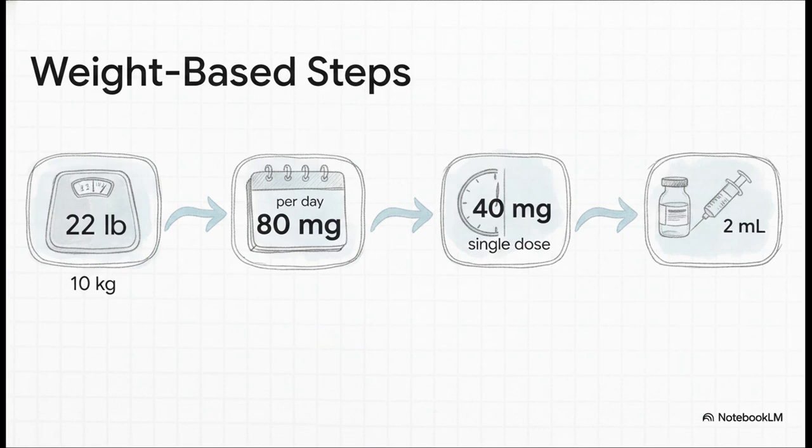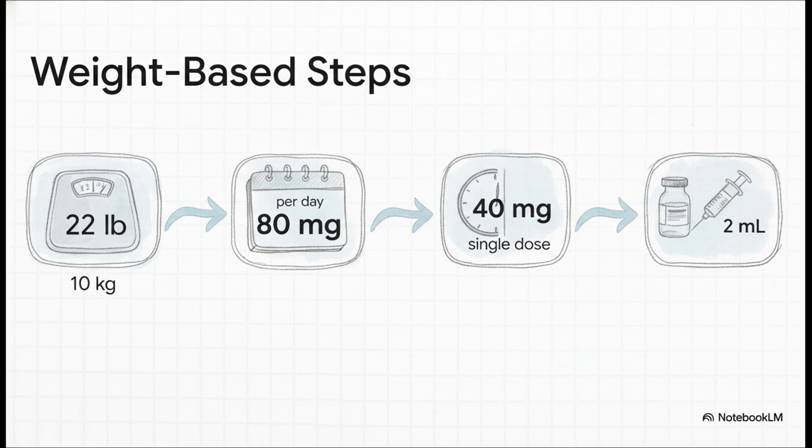Okay, let's break it down. Step 1, convert the weight. 22 pounds is 10 kilograms. Step 2, calculate the total dose for the entire day. That's 8 milligrams per kilo times 10 kilos, which gives us 80 milligrams a day. Step 3, the order says it's divided every 12 hours. That's 2 doses a day, so we divide that 80 by 2. That gives us 40 milligrams per dose.